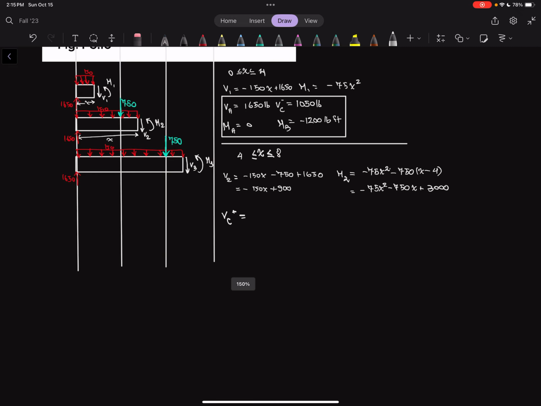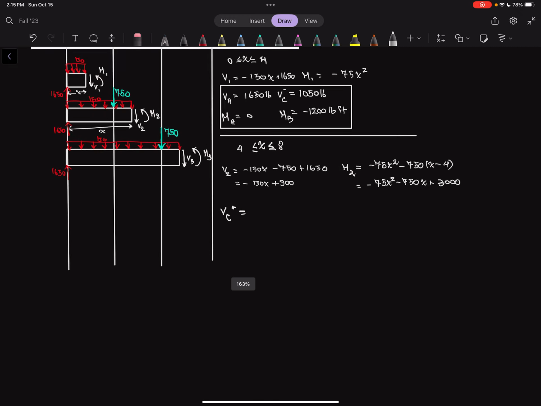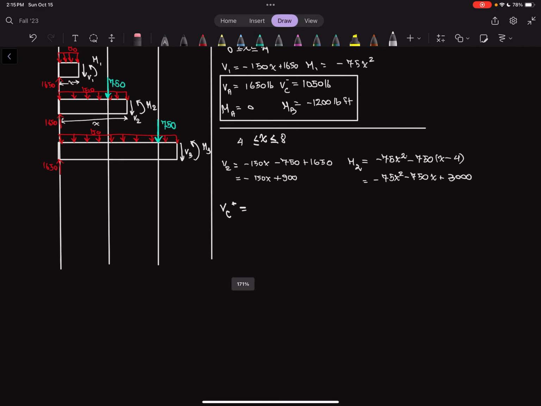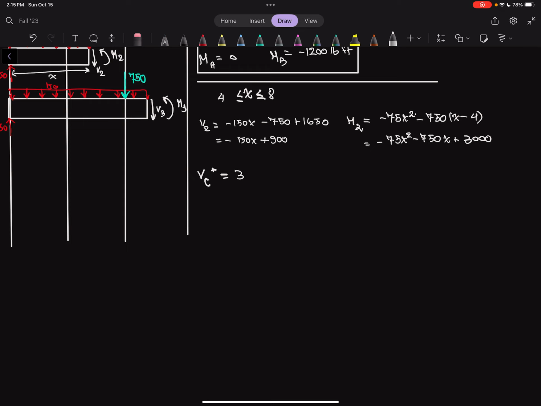which does it agree with the fact that we're going down another 7,500? Yeah. So 300 pounds. And then VD from the left, well, now it's going to be minus 150 times 8 plus 900. So that's going to be minus 300 pounds.